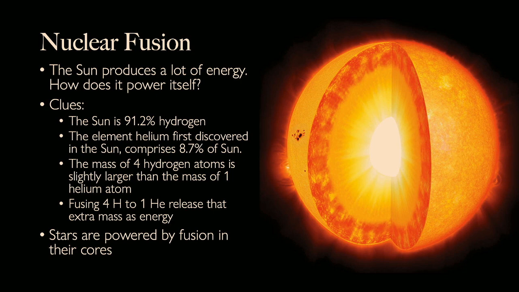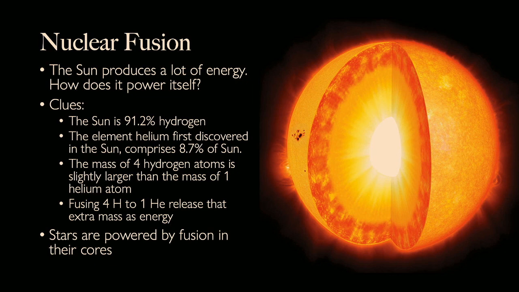The first is that the sun is 91% hydrogen. The element helium was first discovered in the sun, comes from helios, of the sun, and comprises about 9% of the matter of the sun. And then finally, we start getting into the quantum mechanics side of things. Someone noticed that the mass of 4 hydrogen atoms is slightly more massive than the mass of 1 helium atom. And that slightly different amount of mass is converted to energy through Einstein's equation, E equals mc squared, when fusion occurs, taking 4 hydrogen atoms and putting them into 1 helium atom.